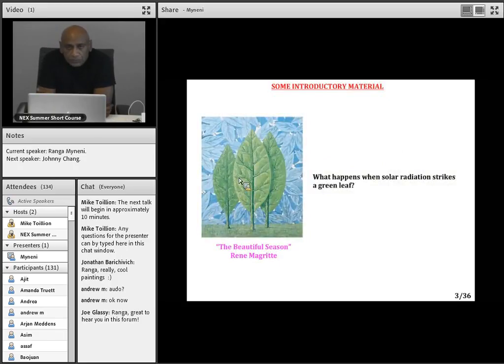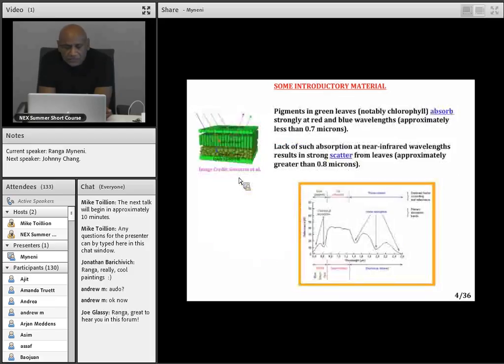So the question is, what happens when solar radiation strikes a green leaf? I thought that this kind of introduction is necessary given the broad audience. Not everyone listening to this talk is doing remote sensing of vegetation. So this is a very simple and broad presentation. What happens when solar radiation strikes a green leaf?